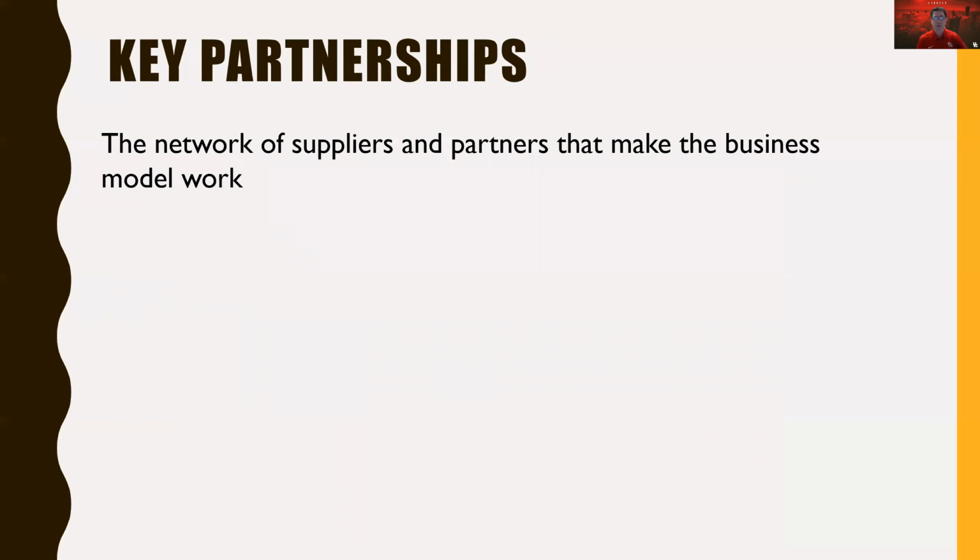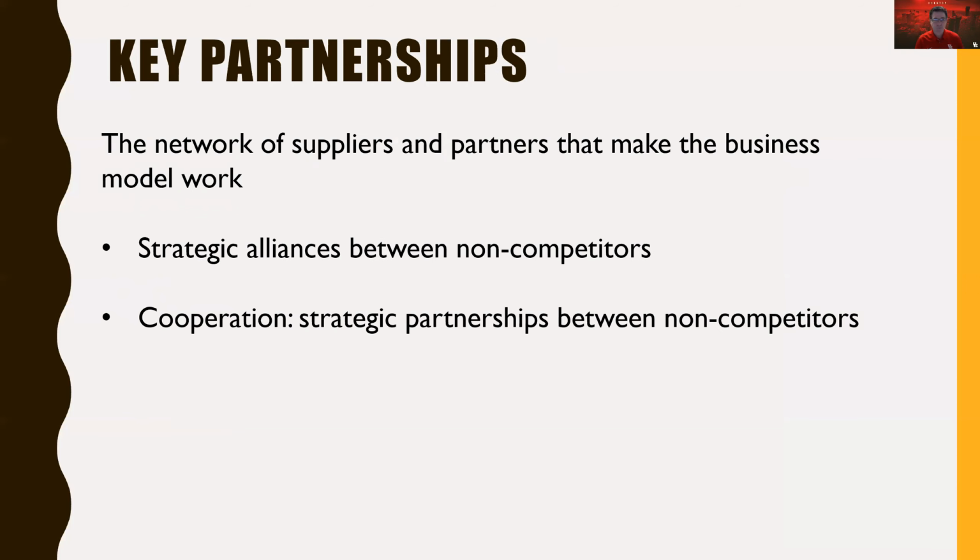Partnerships, who are the people that make your business model work? What key suppliers do you have to have? There's things like strategic alliances between non-competitors. Look at Starbucks and Barnes and Noble, for instance. You can go into a Barnes and Noble, and yet you can sit down and get a Starbucks cup of coffee. So that's one thing you can look at.